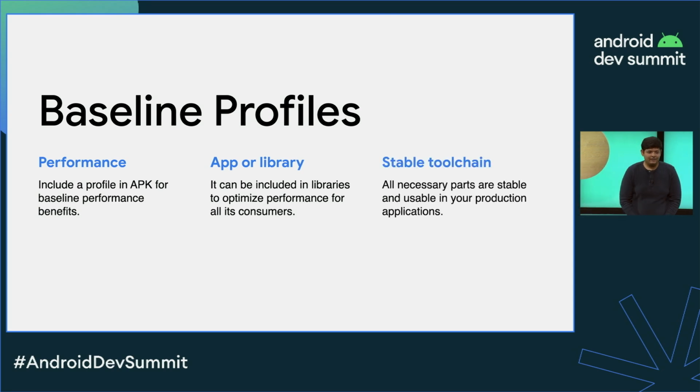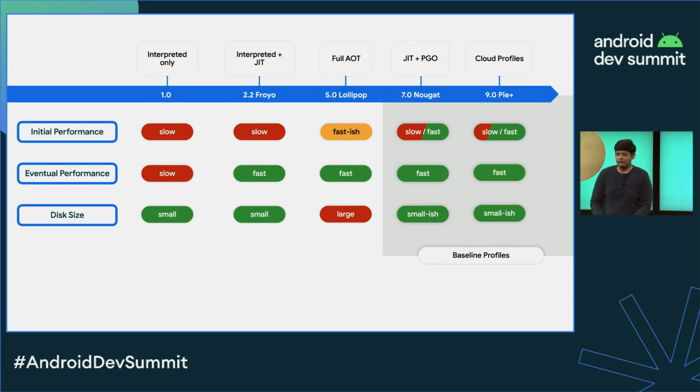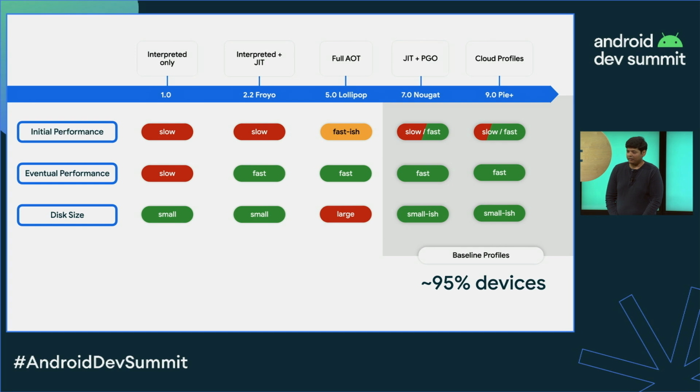And finally, I want to stress that the toolchain is now stable. So if you've seen problems before, you won't run into them anymore, I promise. It should be a much better experience. Baseline profiles can be backported all the way to Android 7 because we can take advantage of some of the same toolchain, Dex to Oat namely, and we can backport a lot of the same functionality all the way to Android 7. That covers approximately 95% of the device population.